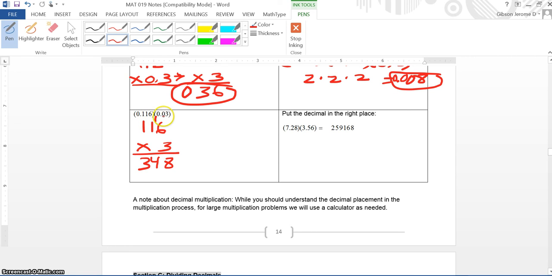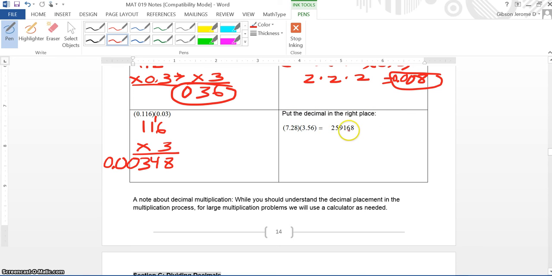We have 1, 2, 3, 4, 5. So our final answer must have 5 digits behind the decimal. So we need to add 2 digits in the front here. And we have our decimal. So it'll be 0.00348.